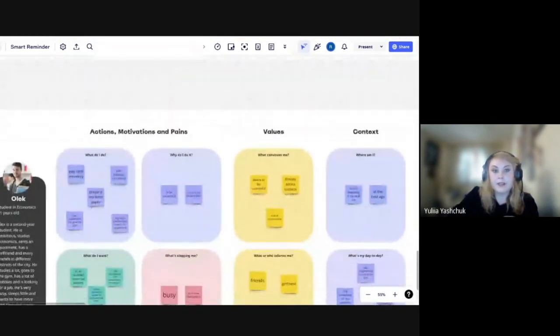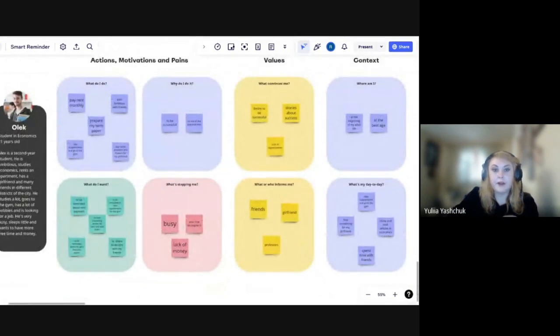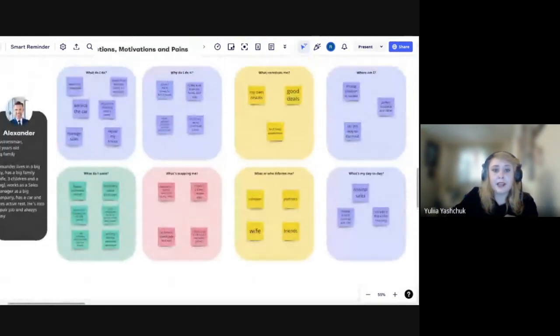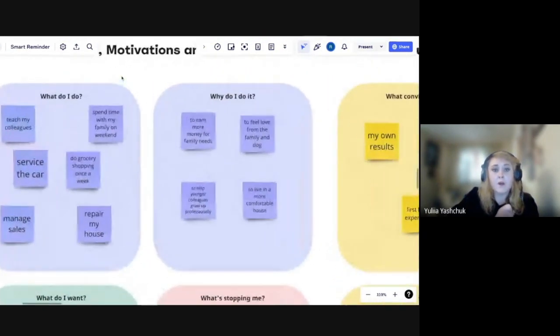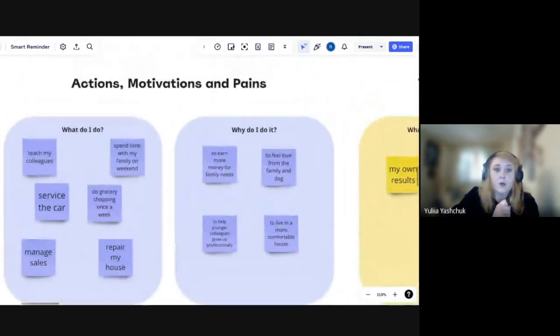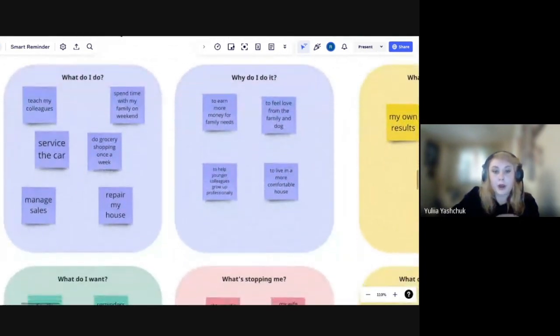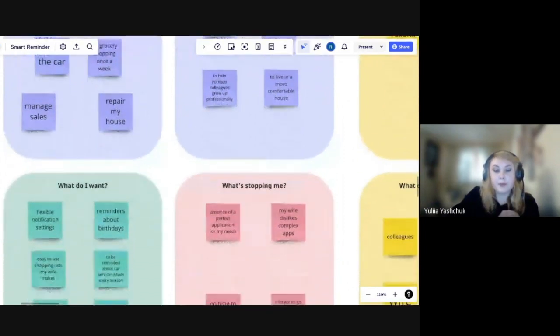And the last one is a student who rents a flat, has a girlfriend and friends, parties, maybe a lot of parties, has a lot of hobbies, and wants to have more free time. So basically, personas are defined, and now we can analyze the actions, motivations, and pains. For this, we should understand what the persona does and why, what the persona wants to do, and what stops the persona on their way.